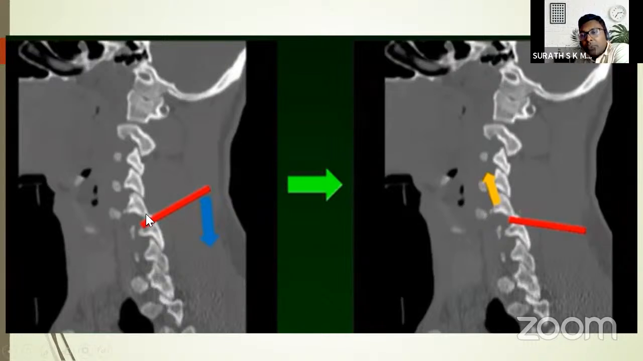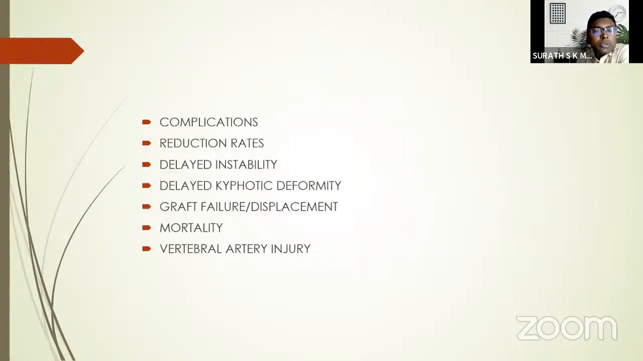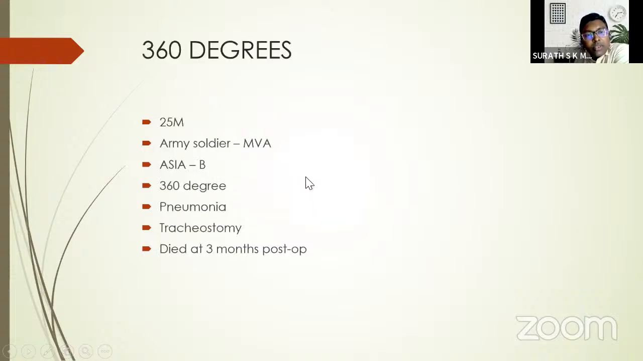So this is the posterior approach, and these are the reduction techniques in the posterior approach. We know it is not that difficult with the posterior approach. You can drill the facet, so it's not that difficult as well. So we talked about this. We know about the complications and the reduction rate. Sometimes there can be delayed instability. Some people do present with delayed kyphotic deformity, graft failures and displacement, right? So the mortality, the vertebral artery injury, all these things we have to think about and consider.